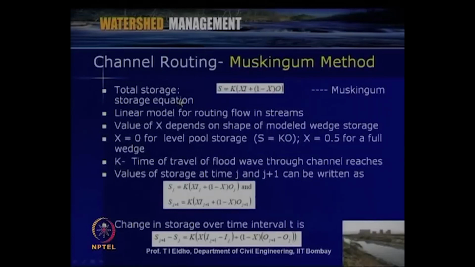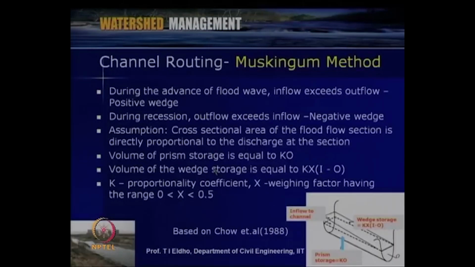Then we can write the total storage with respect to the wedge storage and prism storage. Total storage S is equal to K into [X I plus (1 minus X) O]. This equation is called the Muskingum storage equation. Here we consider a linear model for routing flow in streams. The value of X depends upon the shape of the modeled wedge storage. X is equal to 0 for level pool storage, so that we have to consider only S is equal to K into O, and X is equal to 0.5 for a full wedge. We can consider this with respect to the last figure like this.